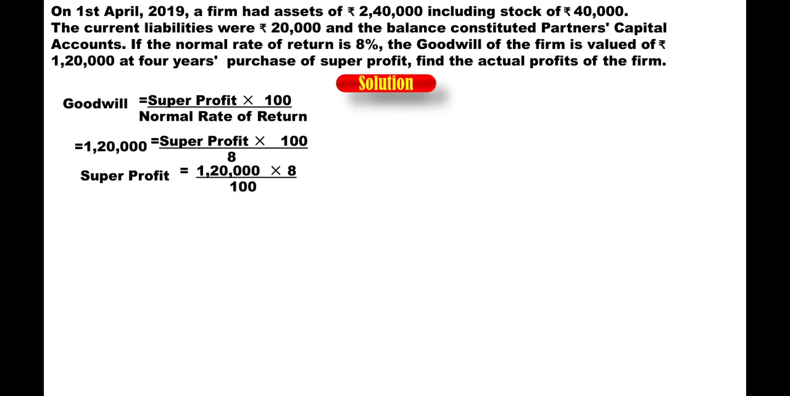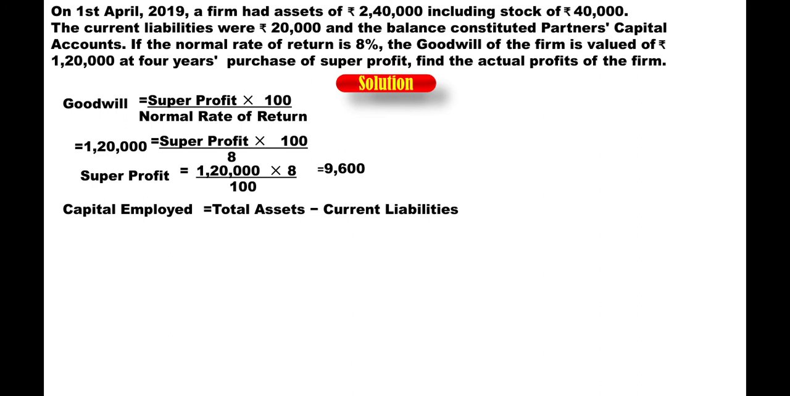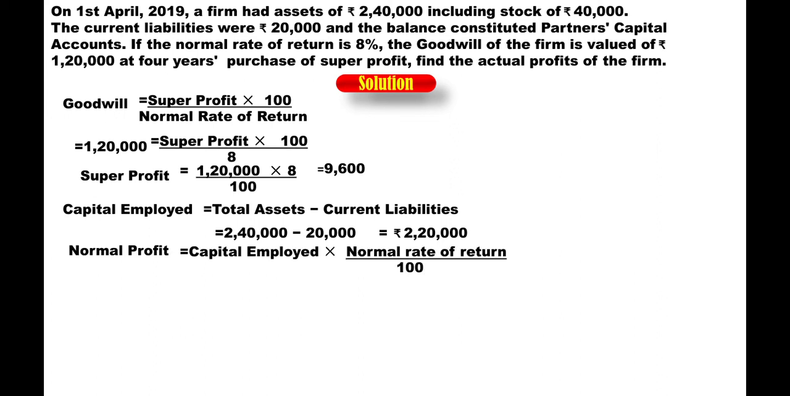So super profit equals 9,600. Capital employed equals total assets minus current liabilities. Total assets and current liabilities are given in the question, so capital employed is 2,20,000. Normal profit equals capital employed into normal rate of return divided by 100. So normal profit will be 8% of 2,20,000, which equals 17,600.